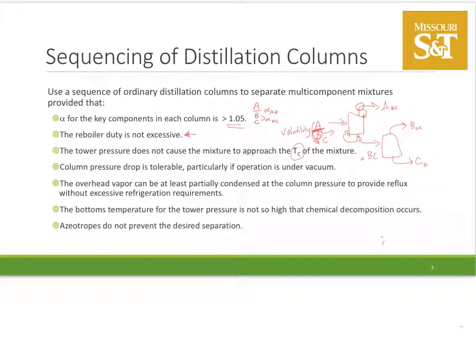The bottom's temperature for the tower pressure shouldn't be so high that I start ending up with chemical decomposition. Again, if you're expecting chemicals to come out and they decompose, that becomes an issue. And we want to avoid conditions where we have azeotropes forming. Now we're going to talk more about azeotropes in a following chapter.